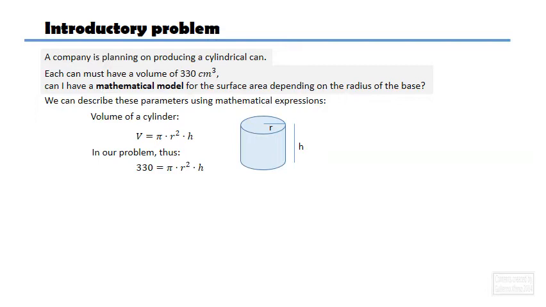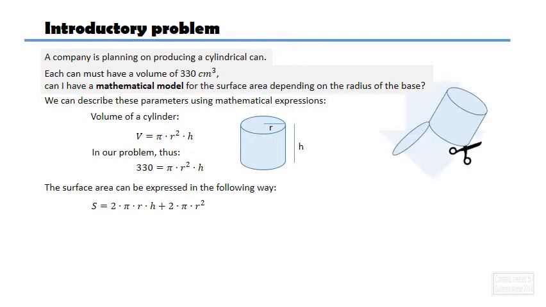Now, what's going to happen here is that I want a mathematical model for the surface area depending on the radius of the base. Let's leave this expression with the volume here for a minute, and let's figure out what the surface area is going to be. The surface area is going to be 2 times pi times r times height plus 2 times pi r squared. Now, why is that?